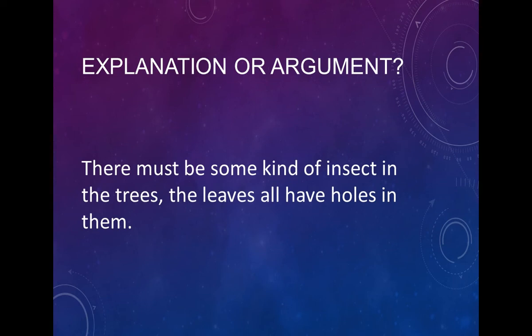If this is an argument, the conclusion is the first sentence: there must be some kind of insect in the trees. And the premise is that the leaves all have holes in them. The premise here is designed to be accessible. If you walk up to a tree, you can just look and see if there are holes in the leaves. So the example is designed to make one of these things easy to observe and therefore easy to agree upon. Then you're making the inference that there must be bugs in the tree, which is less well known. The must be there indicates that you're not really sure, or that you didn't see the bugs yourself.